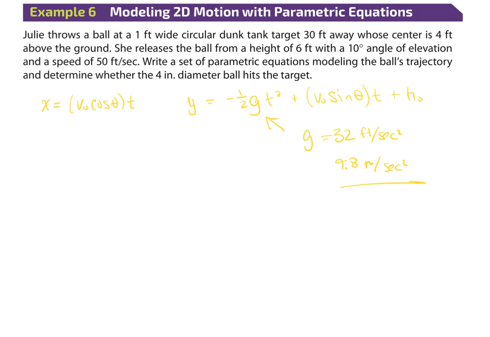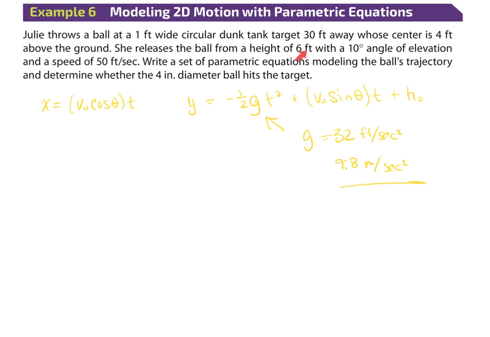All right? So, a couple things here. This 30 feet away is important because that is how far it has to travel this direction, right? This 4 feet above the ground is important because that tells me where she's going to have to hit this ball, right? So we have some initial things.